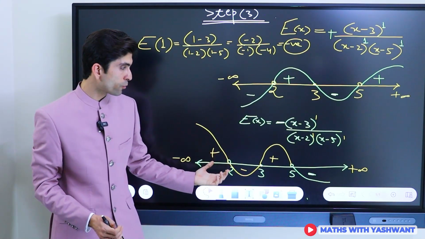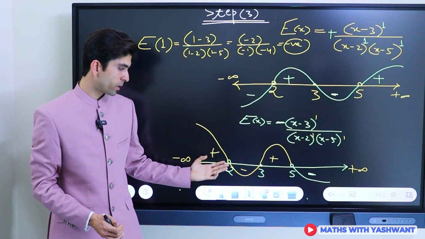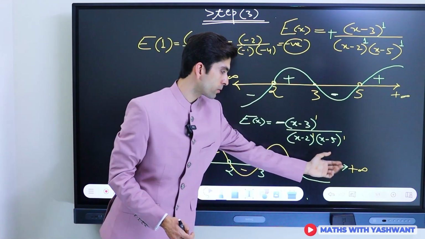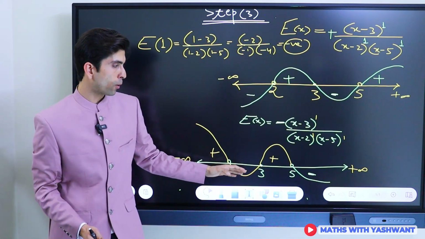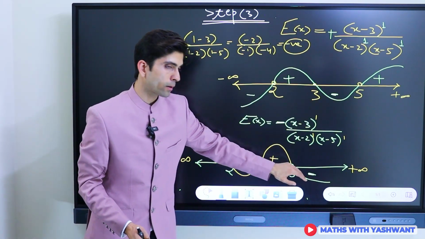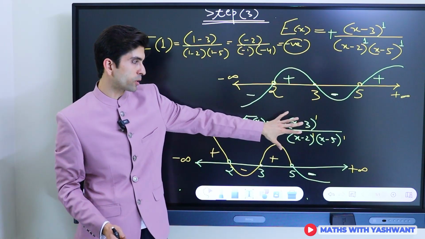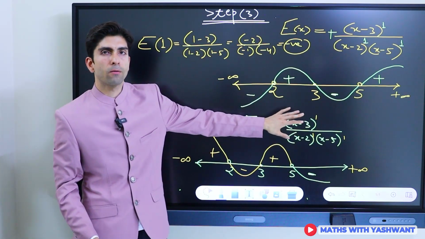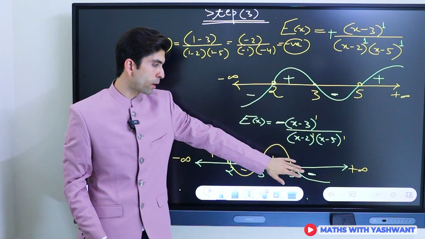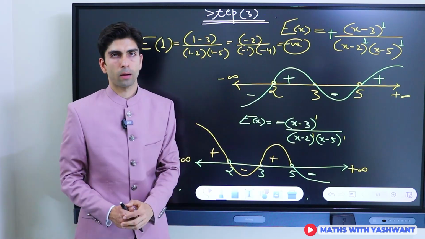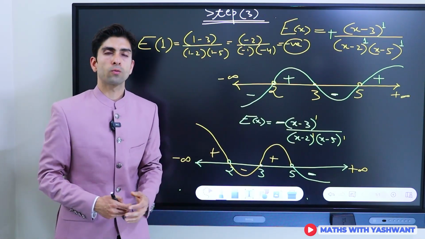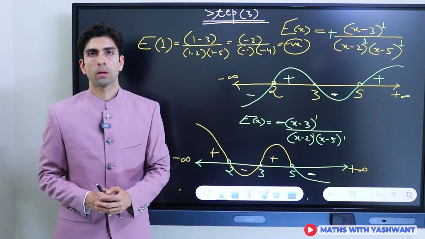Now, if you take any value of x from the interval 2 to 3 or from 5 to positive infinity, because the wavy curve is below the number line and we have a negative sign, this expression will generate a negative value or a negative output if you put any value of x from this interval. So this is what your wavy curve actually tells about.